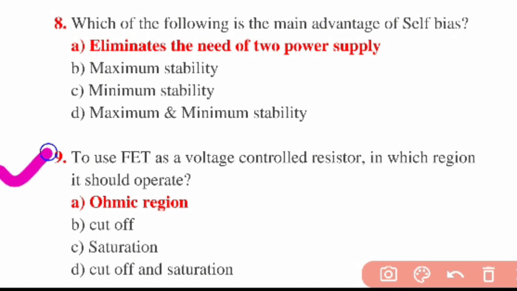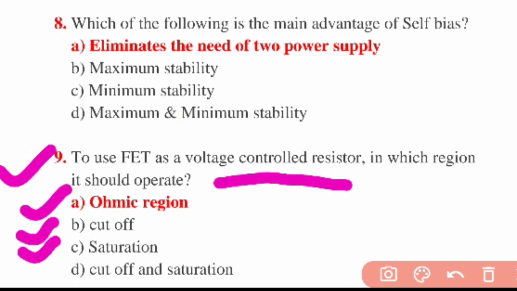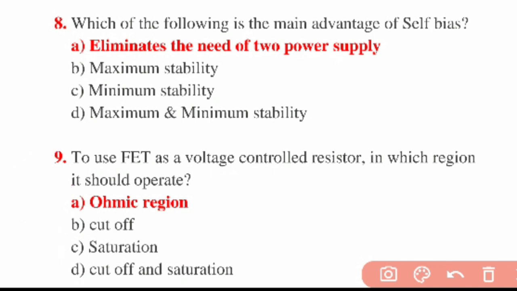Question number 9, to use FET as a voltage control resistor, in which region it should operate? Option A ohmic region. Option B cutoff region. Option C saturation region. Option D cutoff and saturation region. Then the answer is ohmic region. That means when you use FET as a voltage control resistor, it should operate in ohmic region, not in other regions.